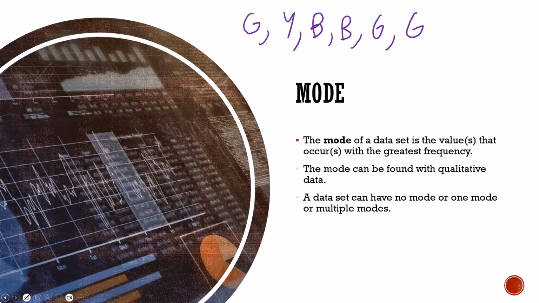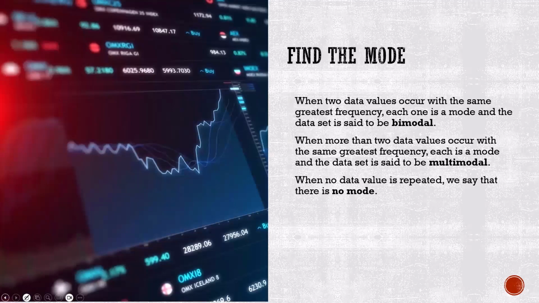But do we get the idea that green here is the mode? So if you have nominal data, the mode is the best thing you can do as far as a measure of center. Now, if 2 data values occur with the same greatest frequency, right?